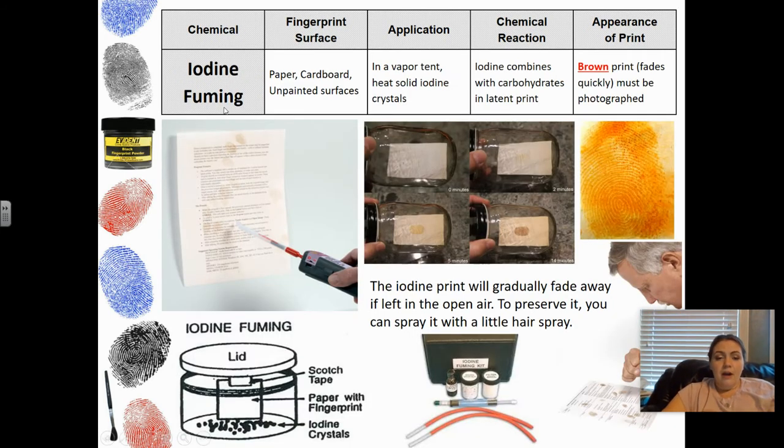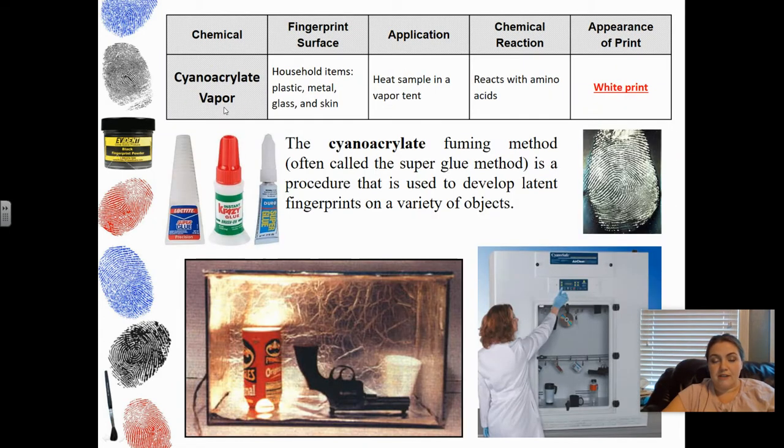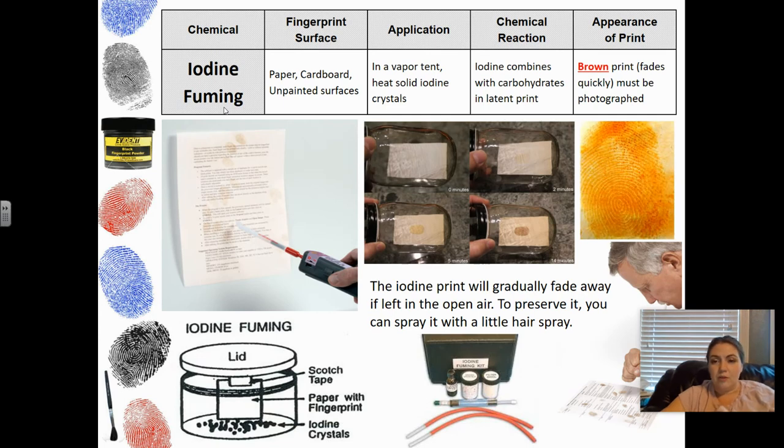Iodine fuming. This is one that I don't test in class because I don't have a nice fume hood. I do usually let y'all test this one, the superglue method and an anhydride one. But for the iodine fuming, it's a little more dangerous to breathe, and I don't have a really good fume tent. I could put it in something like this. I haven't tried it yet, but it does the same kind of thing. And it's also good with the same thing anhydride's good for: paper, cardboard, or unpainted surfaces.